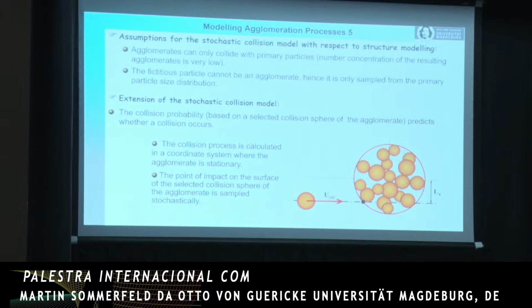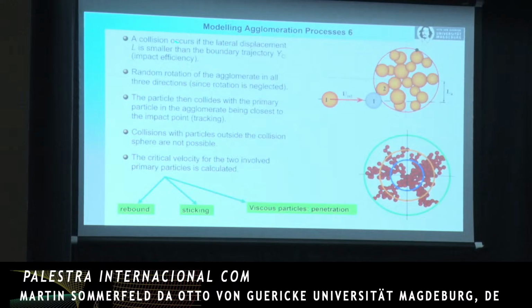Understood? First of all, we create a fictitious primary particle colliding with our aggregate, which is being tracked. Then we calculate the collision probability and decide if collision takes place. If so, we have to account for the impact efficiency. Then we do this random rotation and find the nearest neighbor inside the aggregate and collide the primary particle with this nearest neighbor.